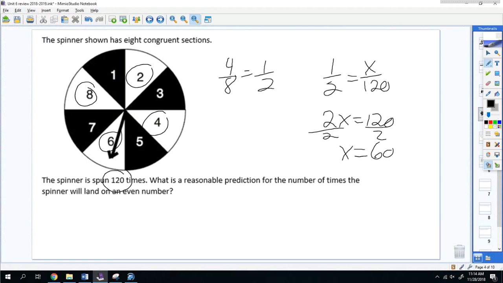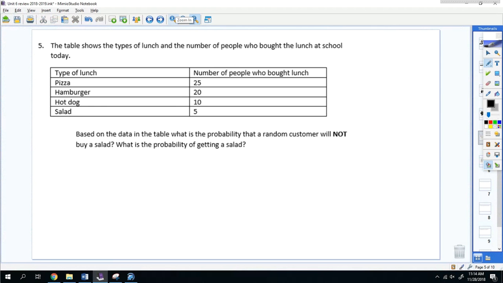Okay, number 5. The table shows the types of lunch and the number of people who bought the lunch at school today. Based on the data in the table, what is the probability that a random customer will not buy a salad? What's the probability of getting a salad? Well, first off, there's 60 people who bought lunch today. I want to find the probability of not getting a salad. Well, 5 people enjoyed salads, so that means that 55 people of them did not. So it'd be 55 out of 60, which can be simplified down to 11/12.